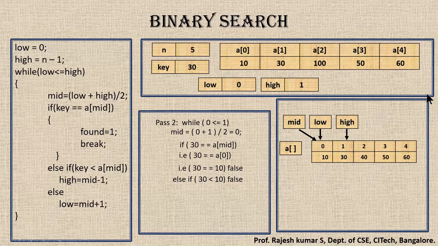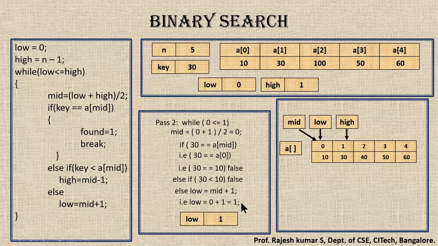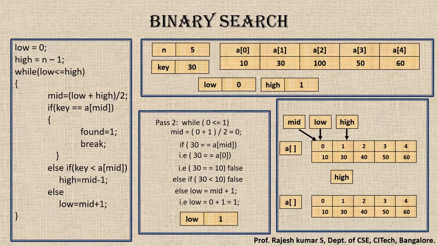If it is false, what happens? Your low will be changed into mid plus 1. Your low will become mid plus 1. What is the mid value we have got? The updated mid value is 0. Low will become 0 plus 1, which is 1. Now the low value got updated. The pictorial representation after this pass 2 is shown here, where low and high are pointing to the index 1.